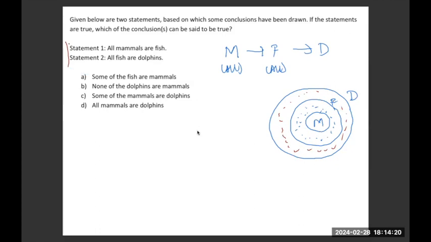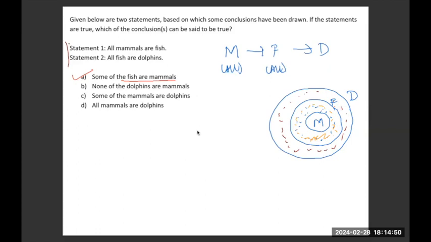Now I'll go to all the conclusions. Some of the fishes are mammals, which is true because not all fishes are mammals. So A is correct. Like I said earlier, there will be certain fishes which are residing in these zones, which are not mammals. So in the whole fish population, some of the fishes are mammals, which is true.